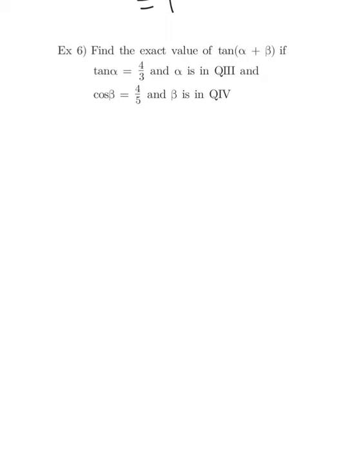Just like we did on example 5, draw the triangles. So alpha is in quadrant 3. So I'm going to go to quadrant 3, put in my angle, make a perpendicular to the x-axis. There's alpha. We are told that the tangent is 4/3. So y is 4, x is 3. But we're in the third quadrant, so both of those have to be negative. And if we're using 3 and 4, then the r value, the hypotenuse, is 5.